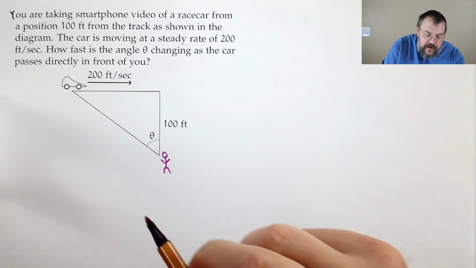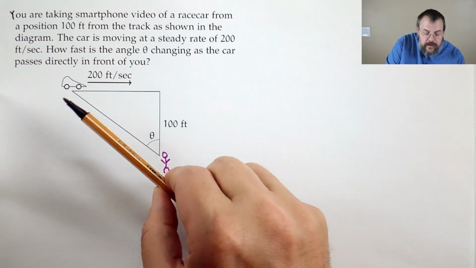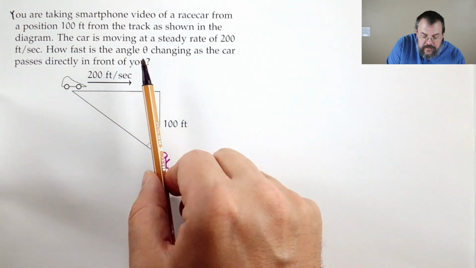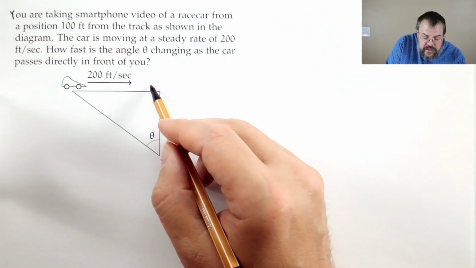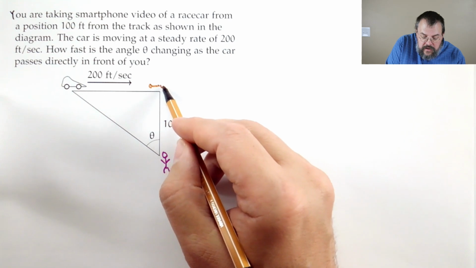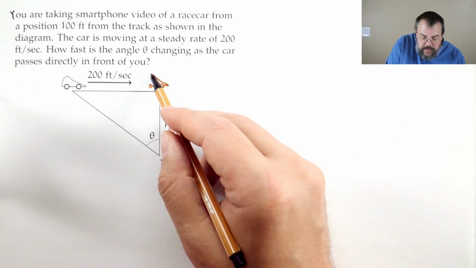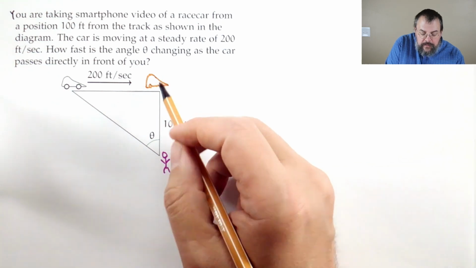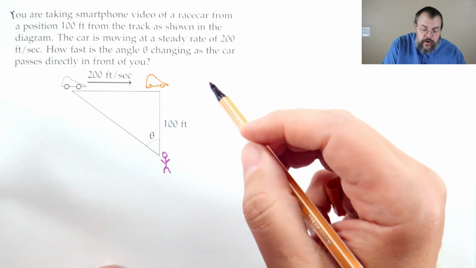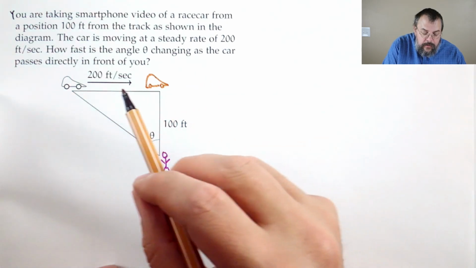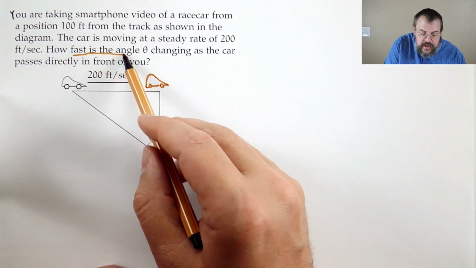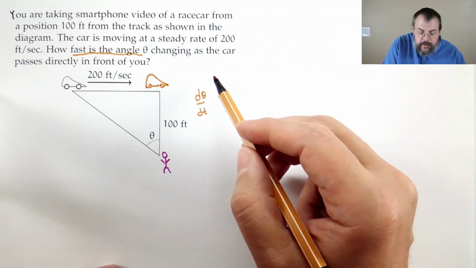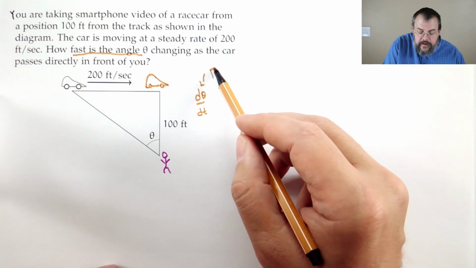And here's this angle. You're following along. And so we're asking the question, what's happening when the car is directly in front of us? So really, that's the question of when the car is over here. And it looks like this car is a little bit aerodynamic. Okay, so we really want to know what's happening at this point right here. So what are we after? Well, how fast is the angle changing? So that would be dθ/dt. This is what we want to find.